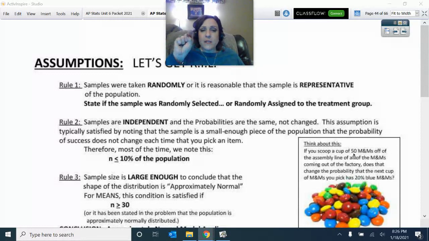No. And that is because the sample you took was small enough to not change the probabilities, even though you didn't replace it. Okay? Now, if you have replacement, then that's okay. Then that independence is taken care of. But see, mathematically, the way that is satisfied is we say that the sample size n is less than 10% of whatever the population is. So in our case, 50 M&Ms is less than 10% of all M&Ms.